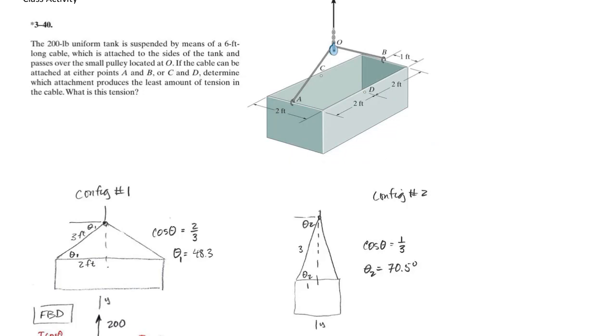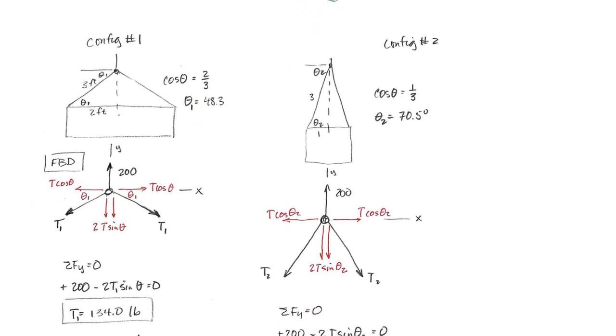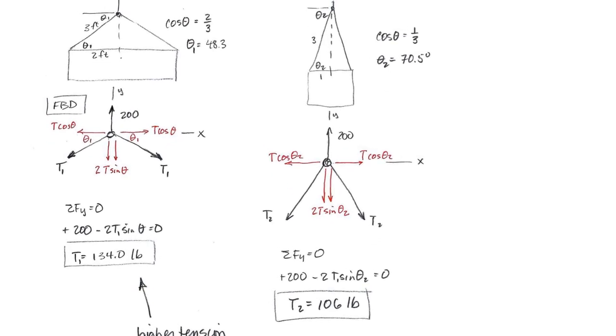Well, here's the solution for these two configurations. Configuration 1 is when it's being suspended back this way. First of all, you have to find the angle. Understand that there's a force going up, the weight is going down. The angle here is going to be the same as the angle there. So either way works on that, but I found the internal angle there is equal to 48.3 degrees. And then if you draw the free body diagram, we get this. Understand that those tensions are going to be the same.